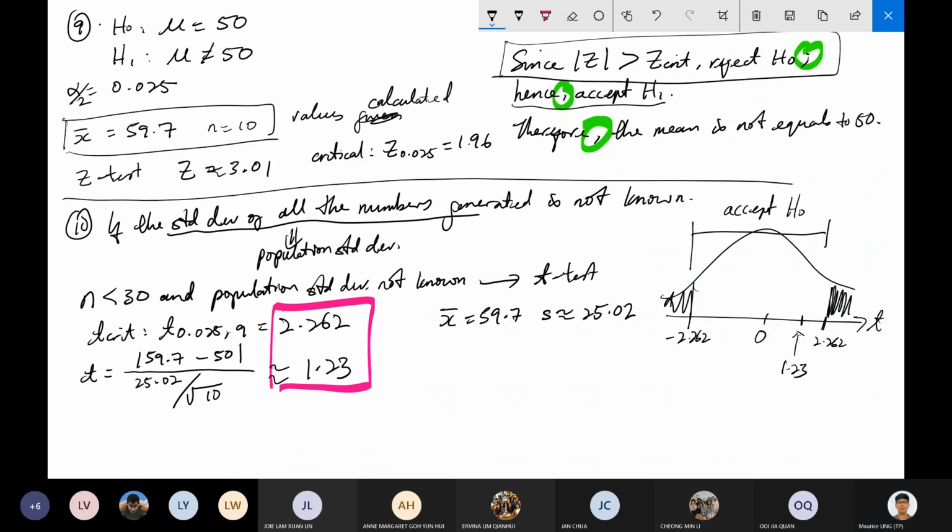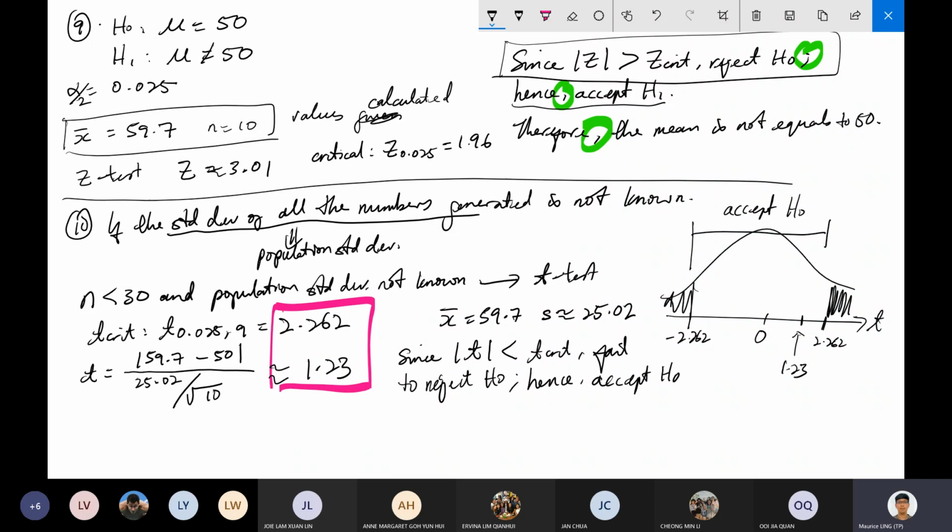So I encourage you to draw out. So you can say that since the t statistic is less than t critical, you fail to reject null hypothesis. Hence you accept null hypothesis. Therefore, the mean equals 50.